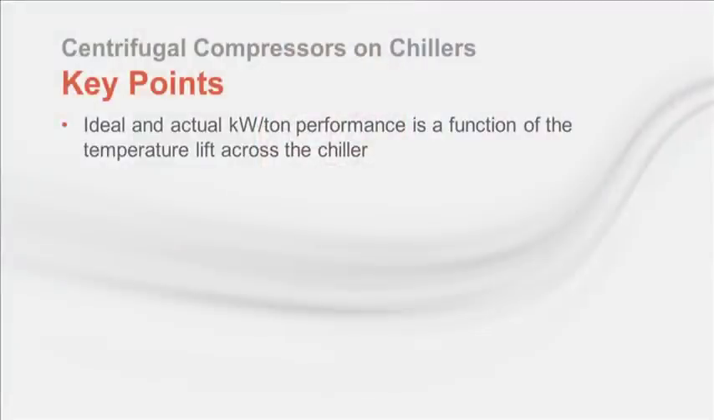We've covered quite a bit. Let's review and summarize the first two key points. 1, ideal kW per ton performance is a function of the temperature lift across the chiller. As discussed, we use a Carnot relationship to define the ideal work associated with the refrigeration cycle. This in turn provides target performance trends for the chiller at various lift conditions. The amount of work that the chiller accomplishes is just as dependent on lift as it is on tons.